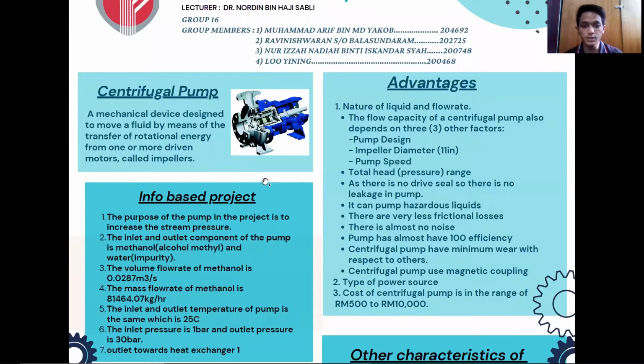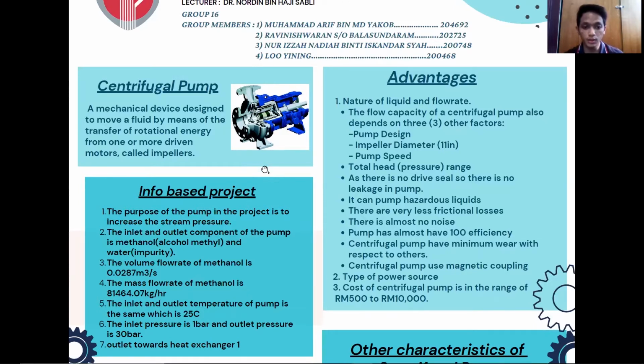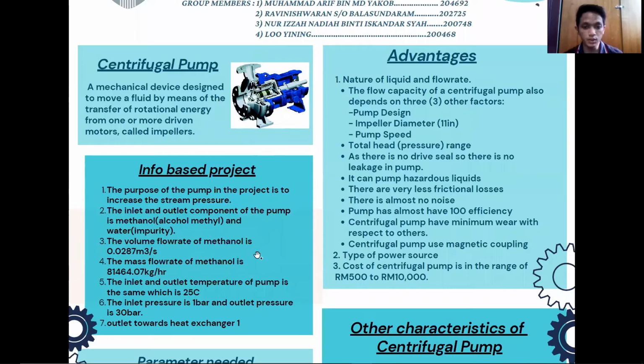The stream involved is methanol with a little bit of water impurity, flowing at a flow rate of 81 ton per hour. The pump is isothermal. The temperature at the inlet and outlet of the pump are the same at 25 degrees Celsius. And the stream then goes to a heat exchanger for further heating.